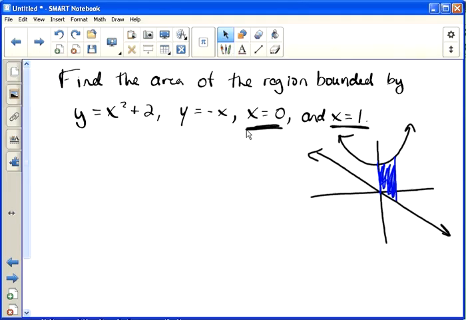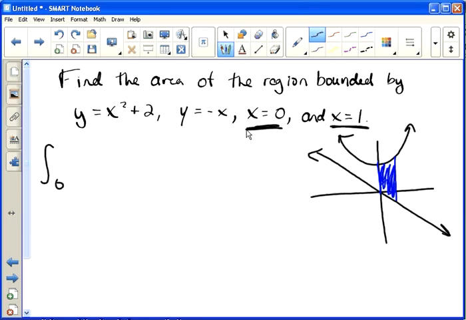So we set up an integral from 0 to 1. Again, those boundaries are the x equals 0 and x equals 1. Then we need to do the top equation minus the bottom equation. Well, you can tell by just looking at our picture that the x squared one is on top. So x squared plus 2 minus negative x.